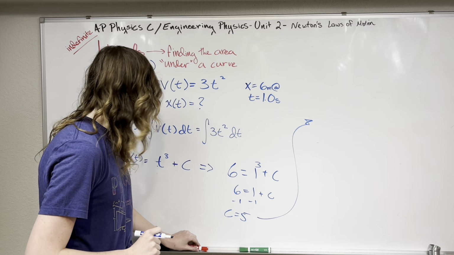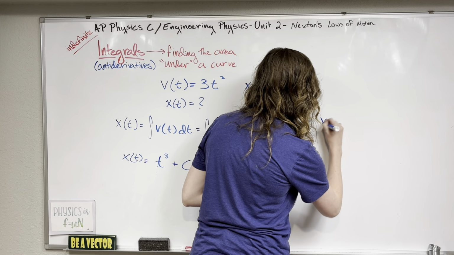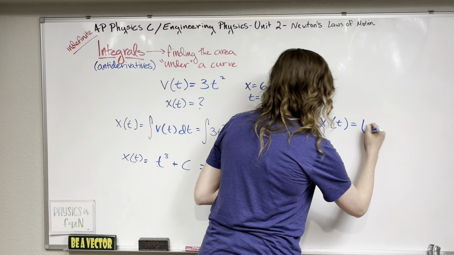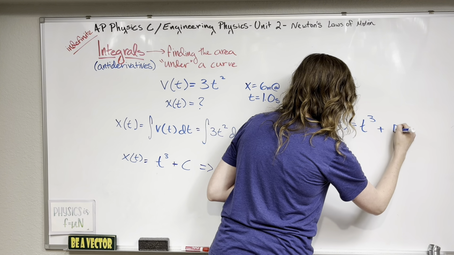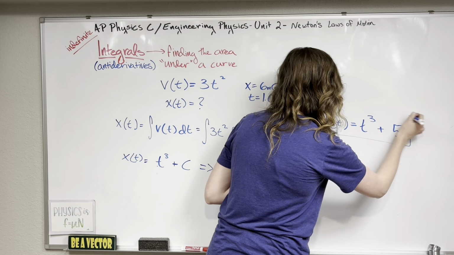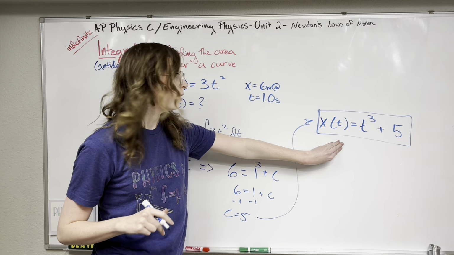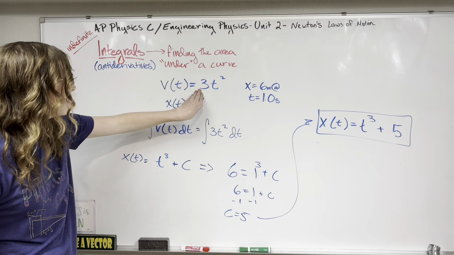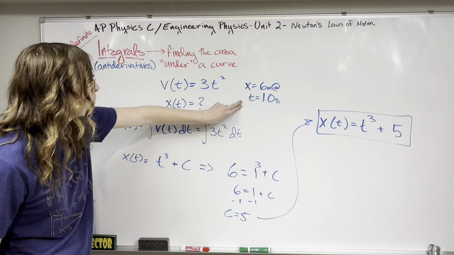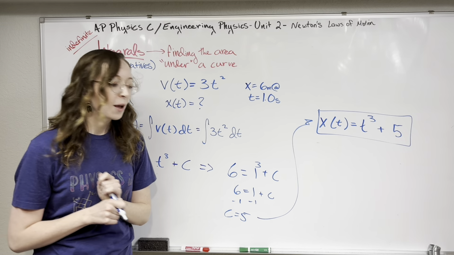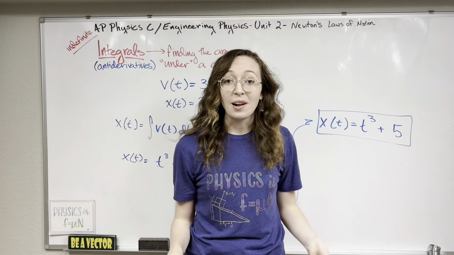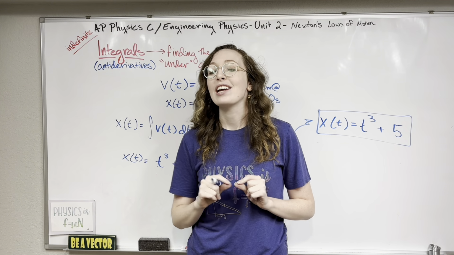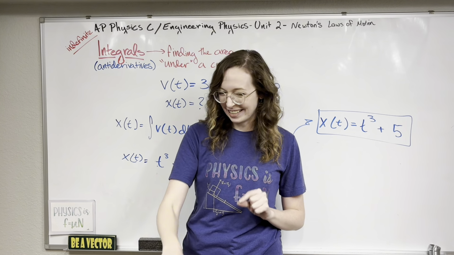So then our position with respect to time would be equal to t cubed plus 5. And that would be a general expression for Juniper's position at any point in time if this was her velocity and this was her position at time t equals 1 seconds. All right, thank you guys for sticking with me through all of that. Indefinite integrals have that one extra step of complication beyond definite integrals.